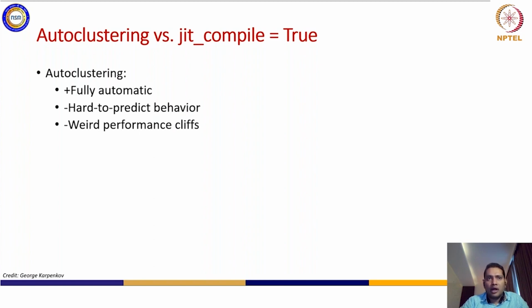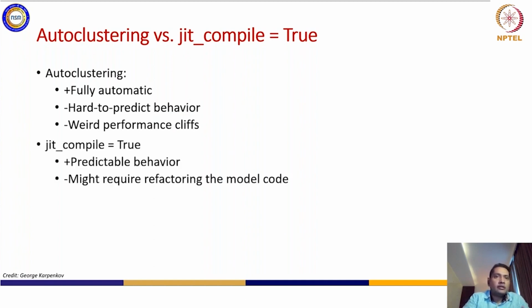Now, hard to predict behavior means if you change a simple line or even one parameter inside your training loop, and you have enabled auto clustering, then each time you run it, even if you have made a very simple change, it can make a drastic change inside your target compilation. So you might get some weird performance cliffs for that matter. So it's better if you know the function itself, you can just wrap it with the JIT compilation tool and get predictable behavior.